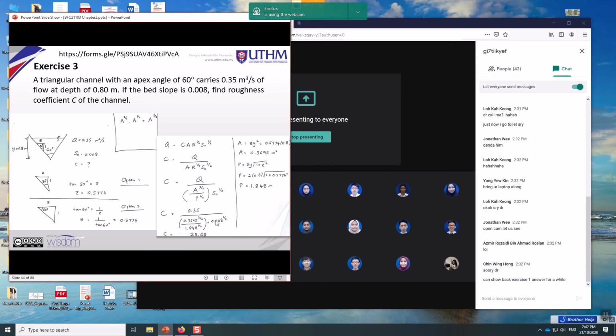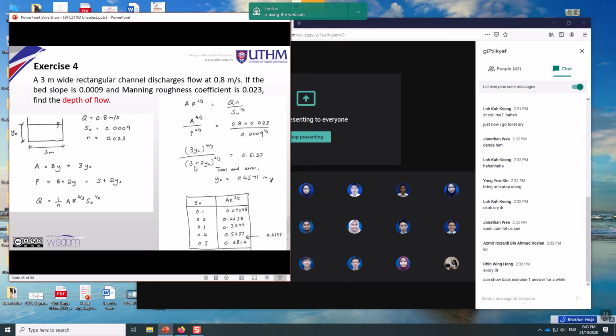Please try again. Alright, without looking at my solution, try again and then compare your solution with mine. If there are irregularities in our solutions, then we can discuss in the group. Now, of course, I need to solve my flow area and wetted perimeter ahead before I substitute to find my C. Alright. So that is the solution for exercise 3. I hope you are following me.